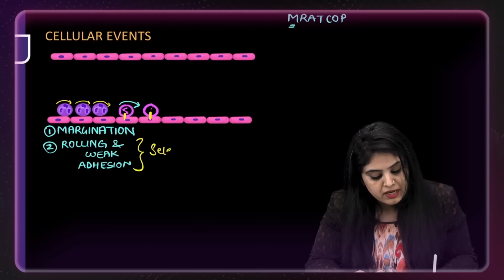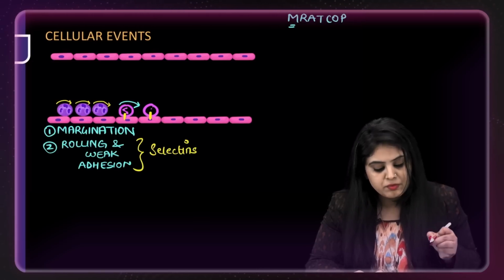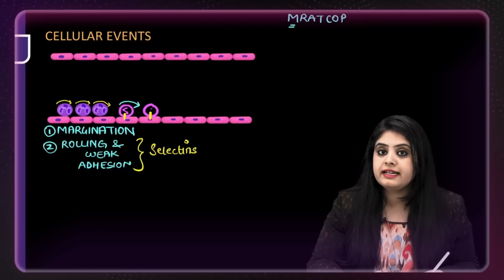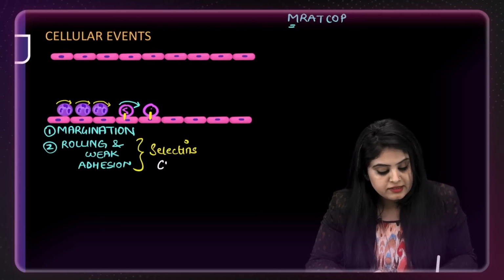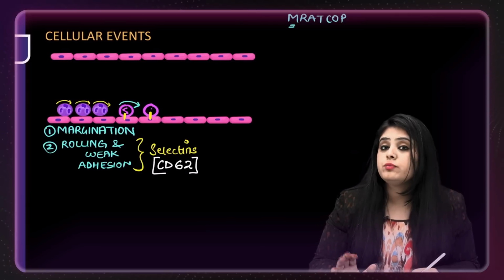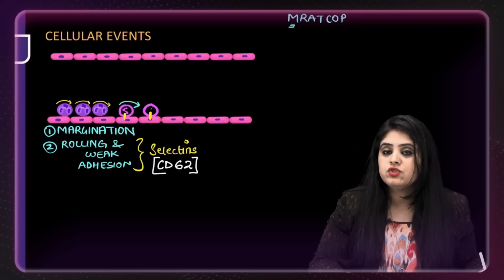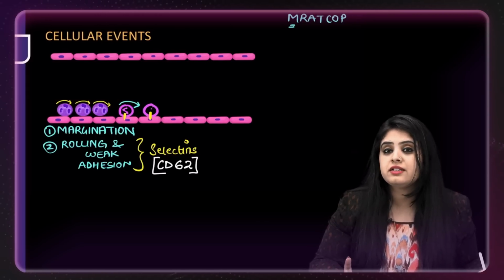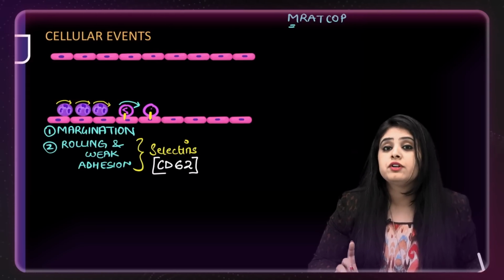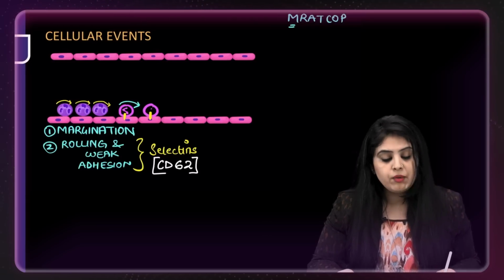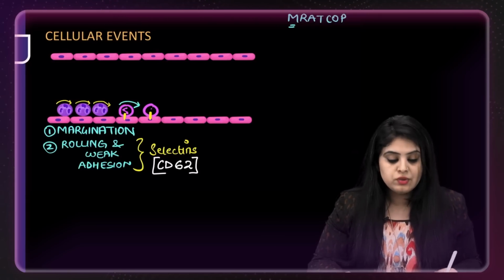This is carried out by molecules called selectins. Please note, selectins are referred to as CD62. We've not done too many CD markers up till now. Only one CD marker we did in the previous chapter of cell injury, which was CD95. Where did I teach you 95? It was a marker for apoptosis, right? Now I'm going to teach you CD62.